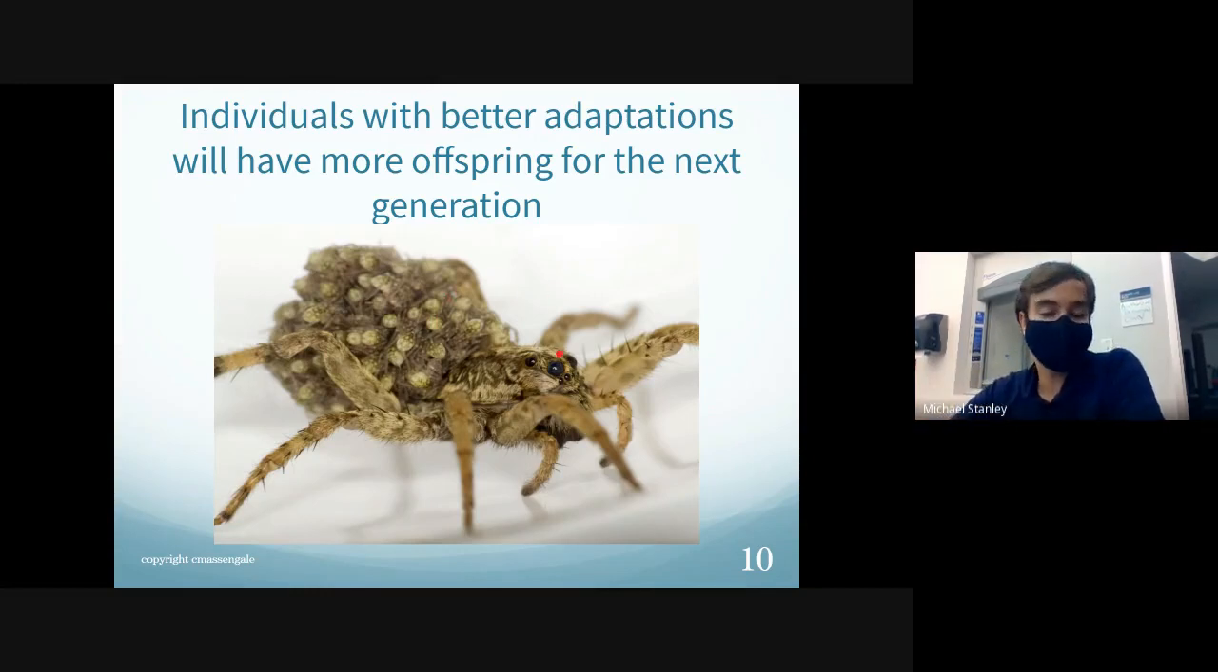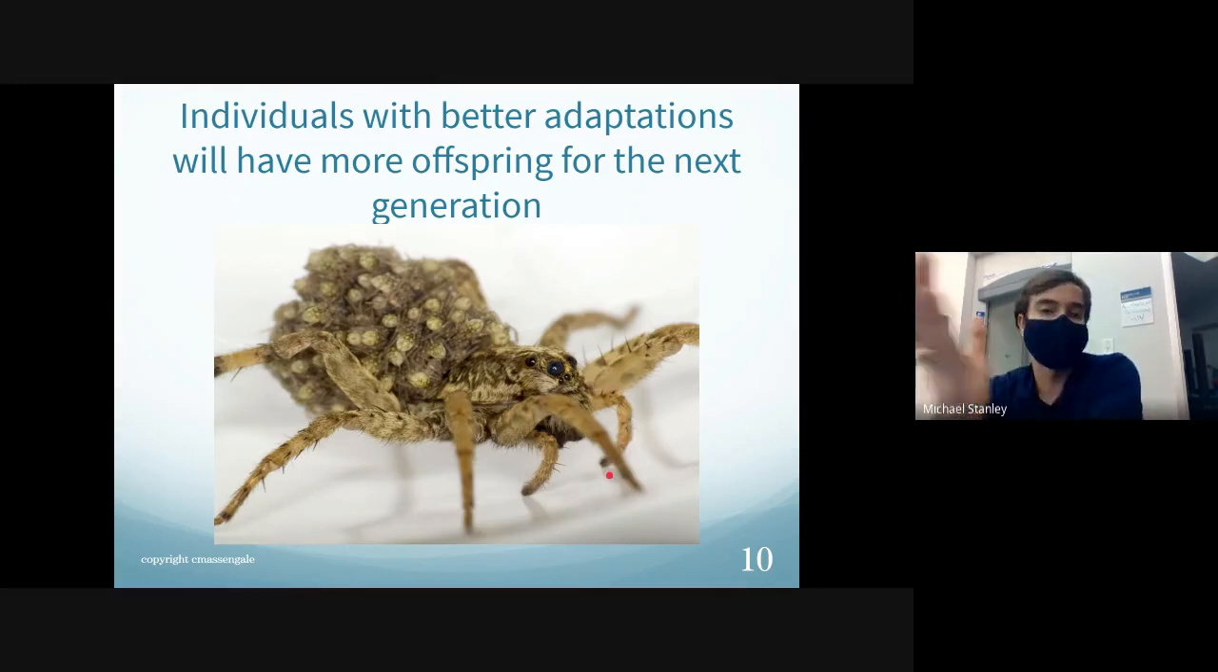So the idea is that the mama wolf spiders that let their babies ride around with them will have more babies survive on to the next generation. Likewise, the baby wolf spiders that climb up and ride around on their mom are more likely to survive than the baby wolf spiders that don't. So this was a trait that developed in some wolf spiders that eventually spread through the wolf spider populations.